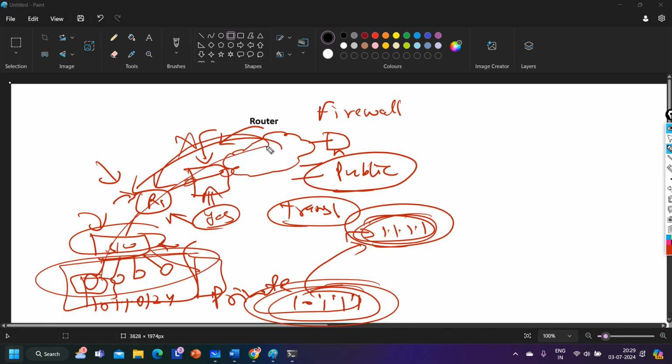Whatever traffic you send to the internet, this device is going to maintain a table. That table is called the connection table. It will make one entry that this user is going to the internet, so I will allow it to come back. Means the reply is allowed.